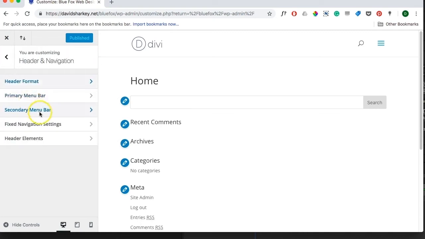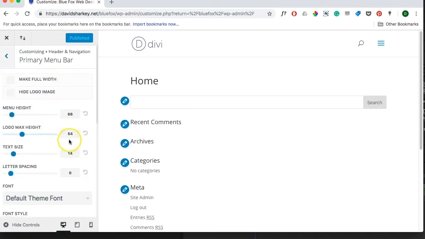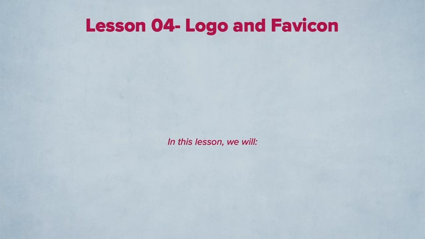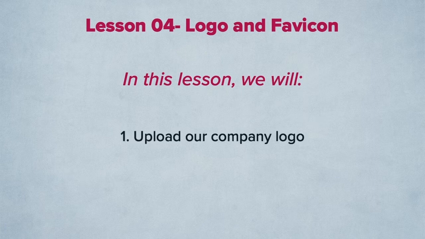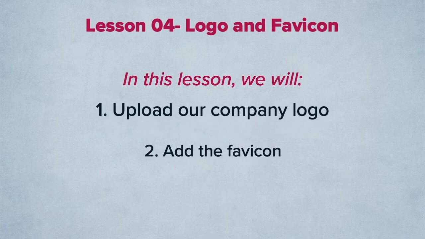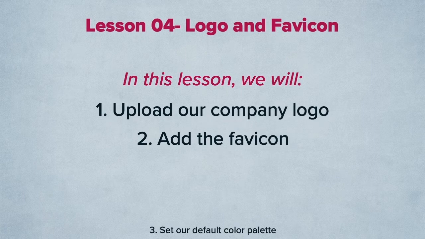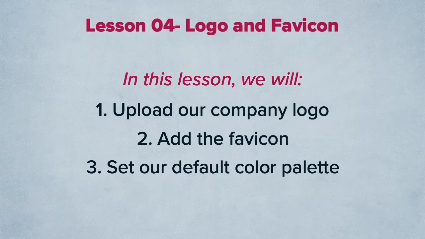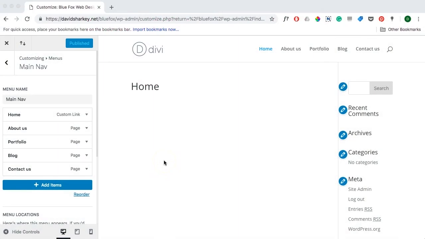Instead, press the X icon to close the customizer. Okay, welcome back. So here's the plan for this lesson. We're going to upload our logo, we're going to add our website's favicon, and we're going to select our Divi color palette. Okay, so the first thing that we want to do is to upload the logo we want to use for the website.